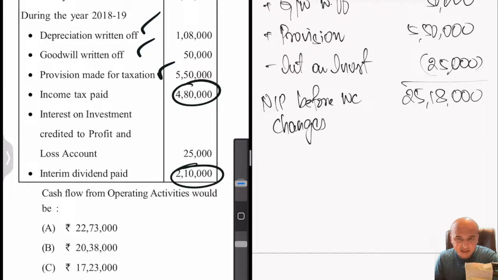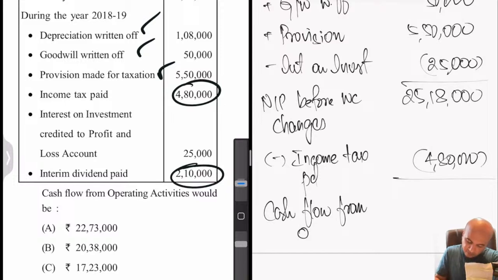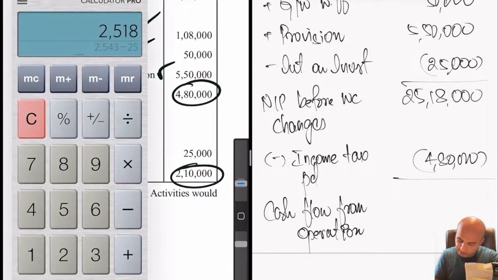Whereas income tax paid, first of all we would have shown it as a liability, and now we have made that payment, so therefore we will reduce that since it is already paid for. Income tax paid, so how much is that? 4,80,000. So now when you do the math, you will actually get the cash flow from operations, which will be 2518 minus 480, which is 20 lakhs and 38,000.